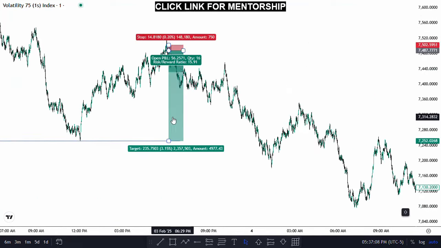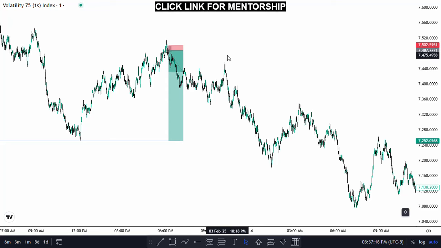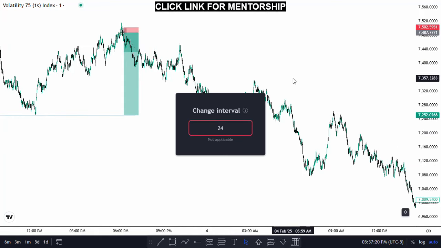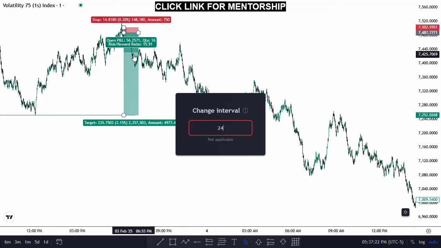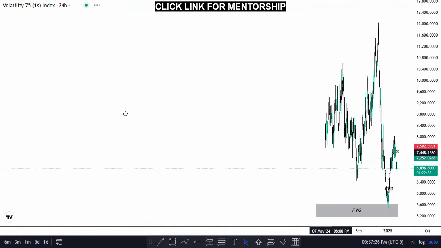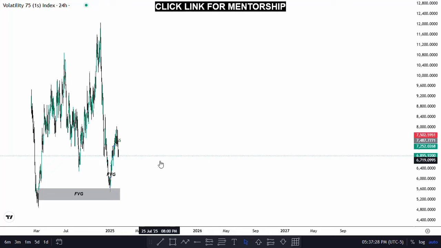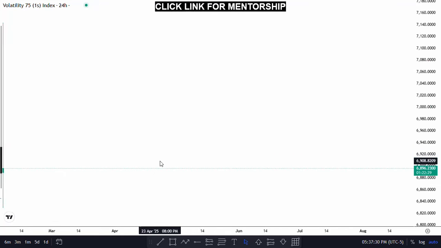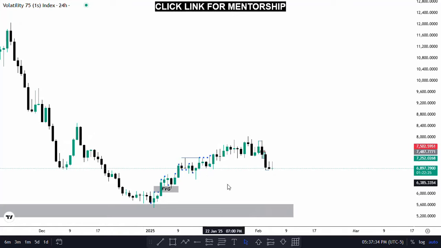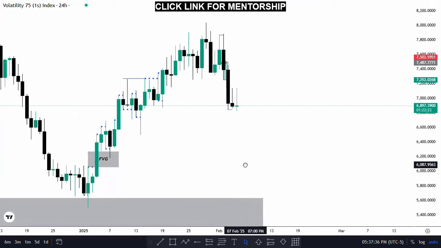But in actual sense, this is a risk to reward ratio of 1 to 15. That's really decent, guys. You can grow your account with that. Okay, so going to the next day, this was 3rd February. So you have to go to the 4th of February. Going to 4th of February here.